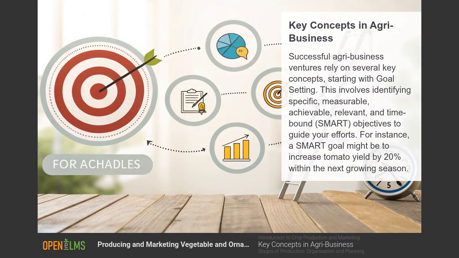Key concepts in agribusiness. Successful agribusiness ventures rely on several key concepts, starting with goal setting. This involves identifying specific, measurable, achievable, relevant, and time-bound SMART objectives to guide your efforts. For instance, a SMART goal might be to increase tomato yield by 20% within the next growing season.